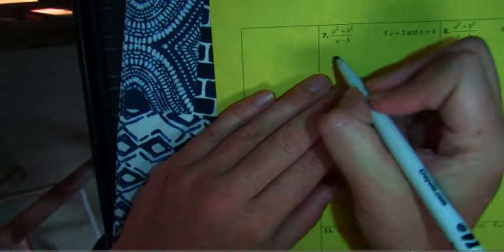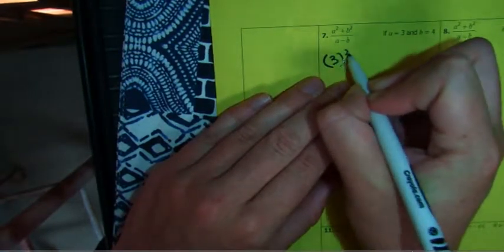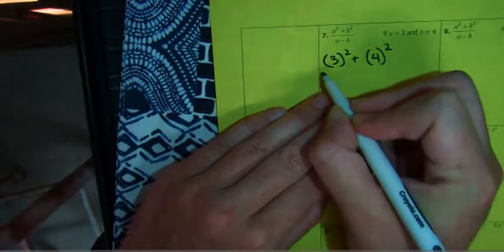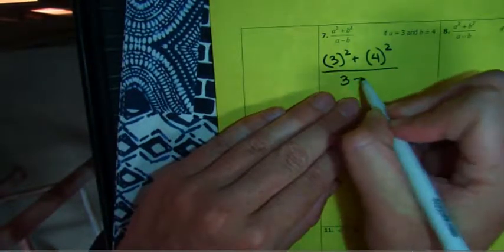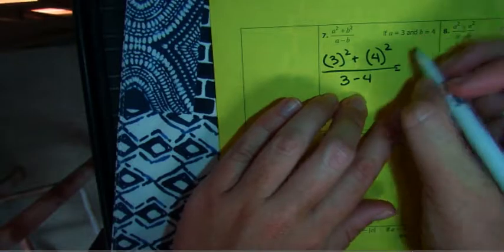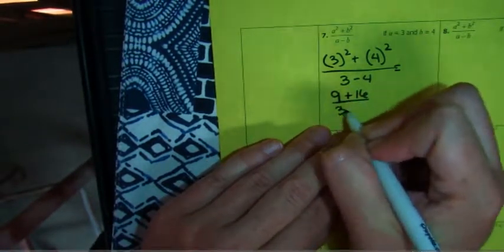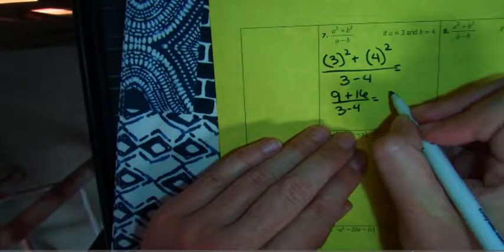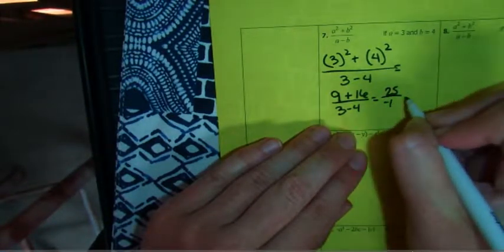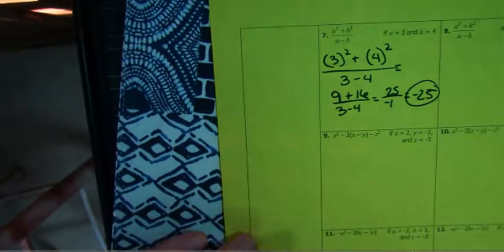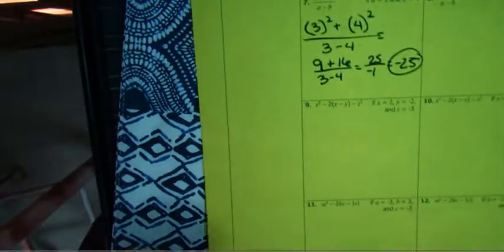All right, we're going to do 7. So we got our fraction here. So remember, parentheses is key when you're substituting it. Okay, and then we have A minus B. So I'm going to get 9 plus 16 over 3 minus 4. So I'm going to get 25 over -1, which just equals -25. Wonderful. All right, let's jump down to 11.